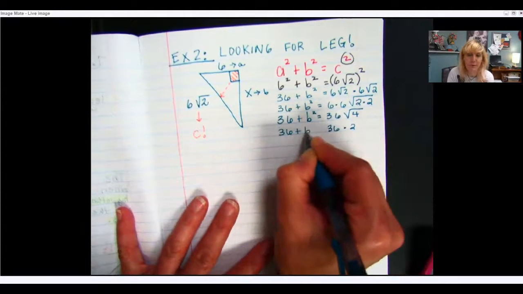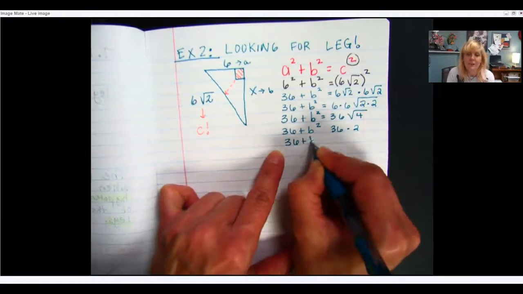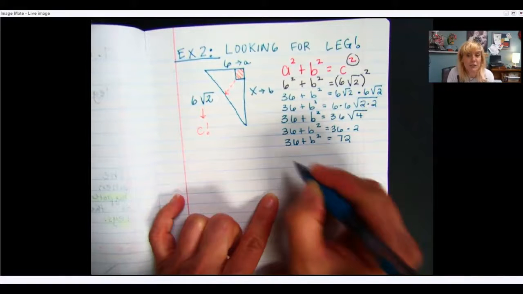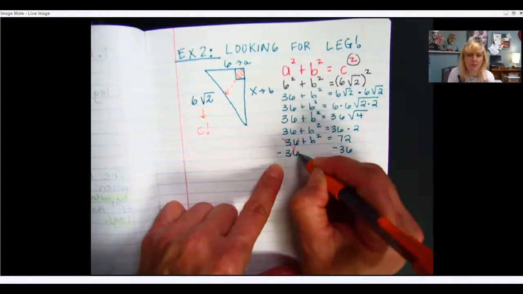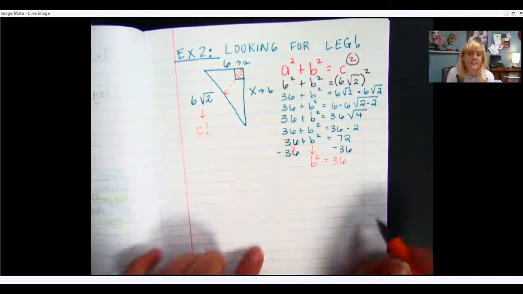Let's keep going. I'm going to bring down the rest of my work. I've got to recopy that equal sign. 36 plus b squared equals, there we go. Now, how did I get that 72? I did 36 times 2. Y'all, this is an equation. I'm going to make a 0 pair. I'm trying to get b squared all by itself. So you make a 0 pair. 72 minus 36 is 36.